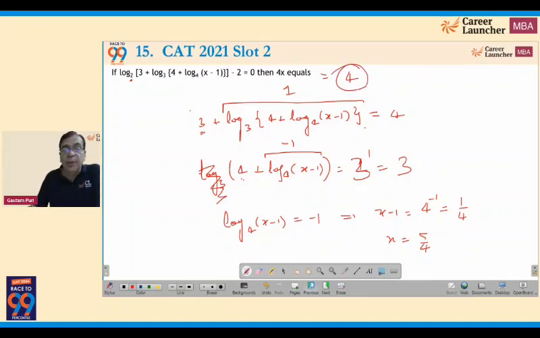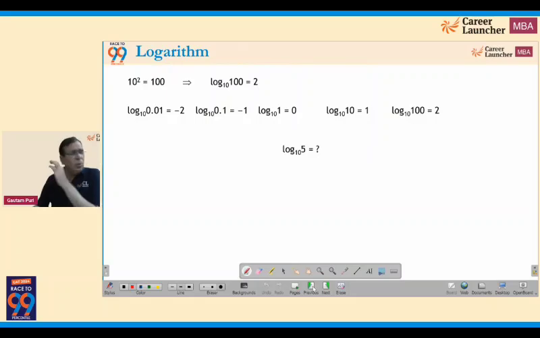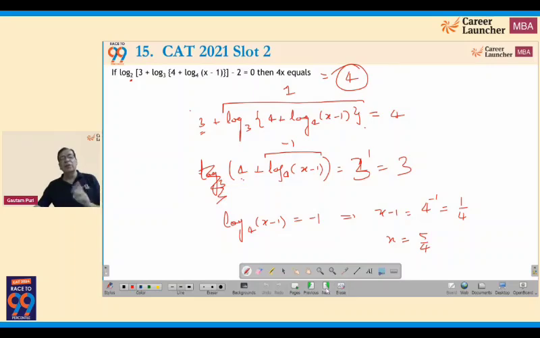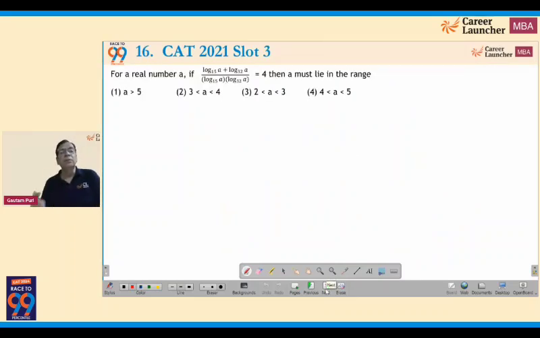Now, this is a concept which I want you to revise. Almost every year, some exam or the other will give you a question on this basic concept. So please remember this and start working on it. In general, for a slightly difficult question on logs, there's a simple process to be followed.